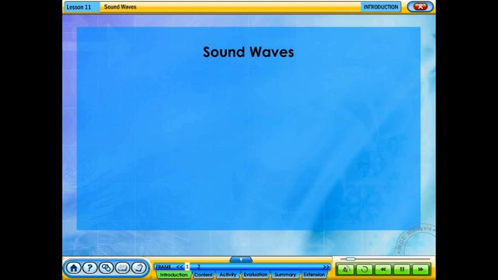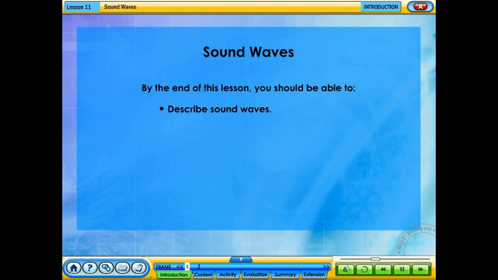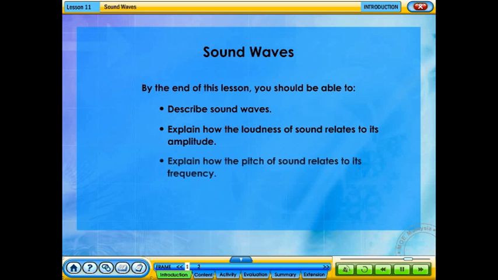Sound waves. By the end of this lesson, you should be able to describe sound waves, explain how the loudness of sound relates to its amplitude, explain how the pitch of sound relates to its frequency.